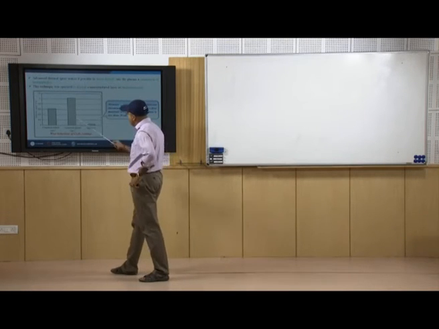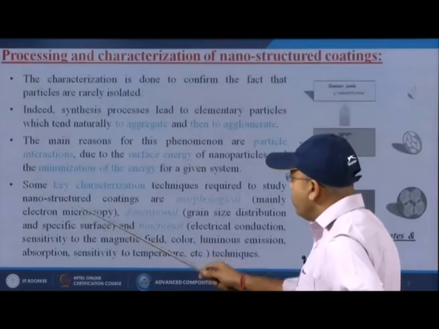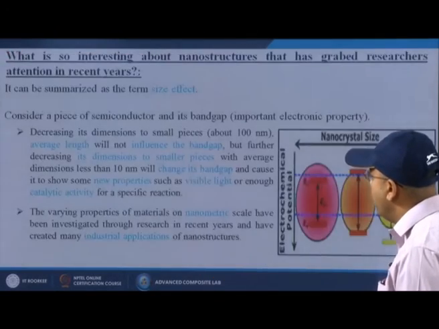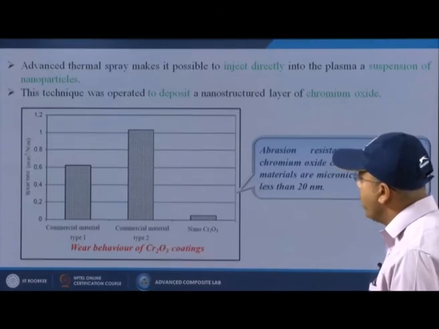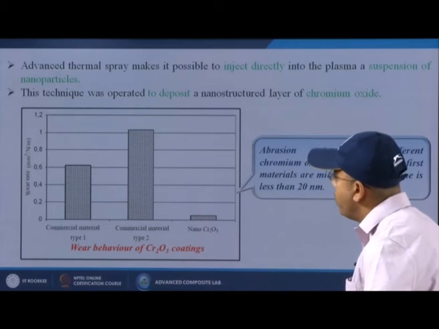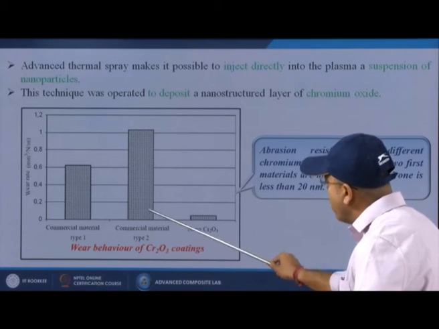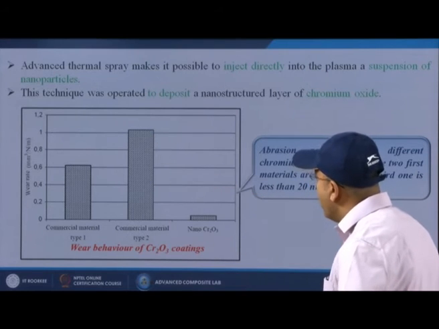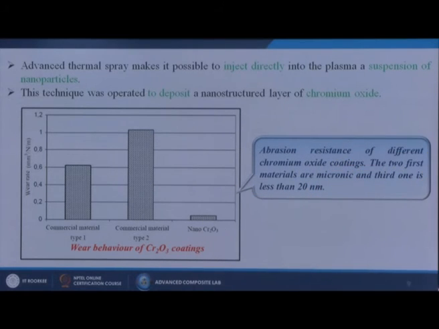So, first for the commercial material type 1, we can see that the wear rate is around 0.6 mm³ per Newton per meter, but when we are talking about the commercial material type 2, it is increasing up to 1. But when we are doing these kinds of nano coatings on our material surface, then the wear rate is less than 0.1 mm³ per Newton per meter.